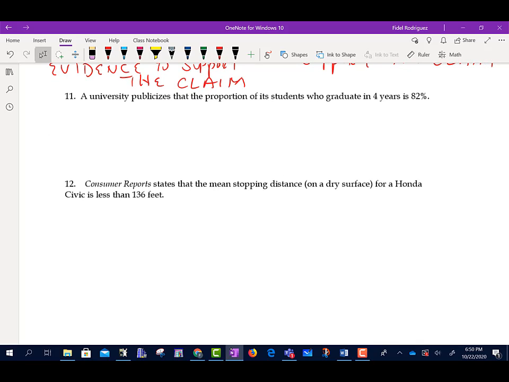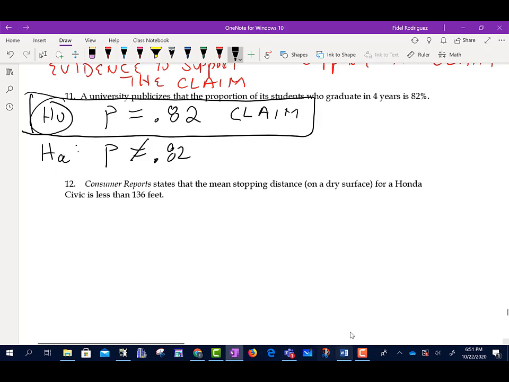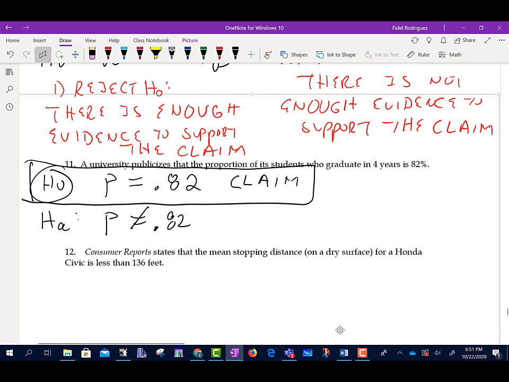Number 11 says, a university publicizes the proportion of its students who graduate in 4 years is 82%. Okay, we've done this part before. The proportion is 0.82. Here is my claim. This is my null. My alternate is going to say P is not equal to 0.82. Okay, so first thing I want to mention, my claim happens to be my null, okay? And we're going to go through those 2 case scenarios. One of them, we're going to reject the null, and the second one, we're not going to reject the null.